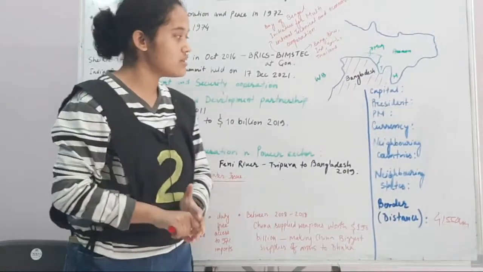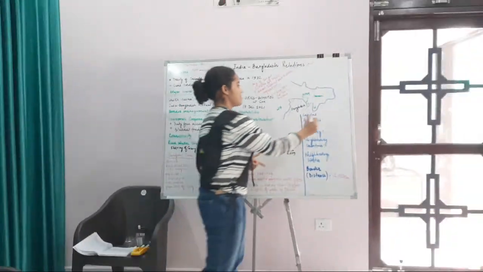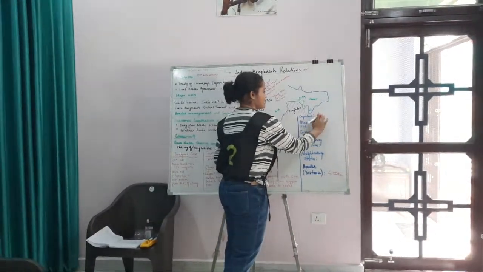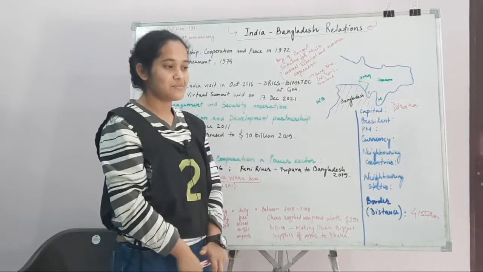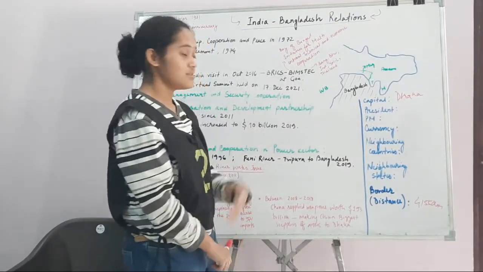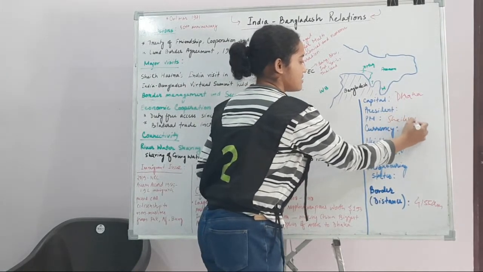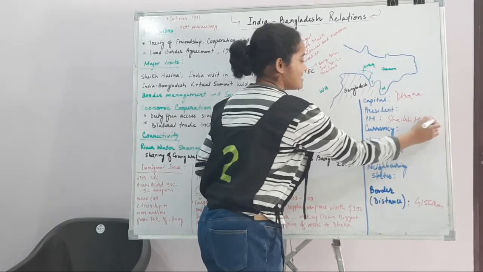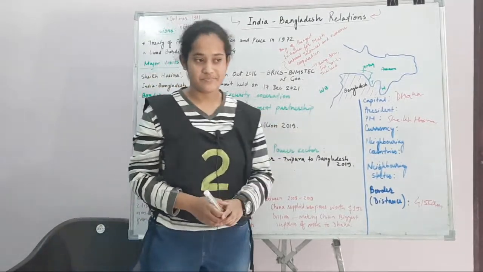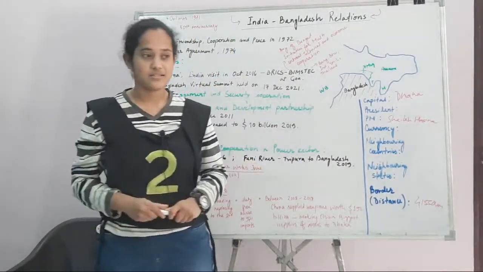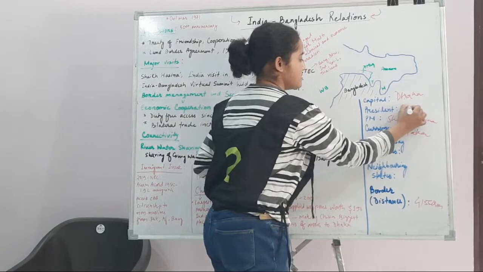And I think you might be knowing the capital of Bangladesh. It is? Dhaka. Yes, it is Dhaka. Can you tell me the president of Bangladesh? She is the Prime Minister of Bangladesh. Sheikh Hasina is the Prime Minister of Bangladesh, and the President of Bangladesh is Abdul Hamid. Okay. Currency of Dhaka? Taka, yes, correct.